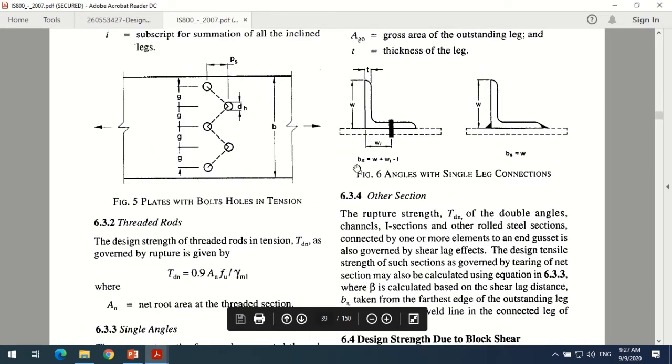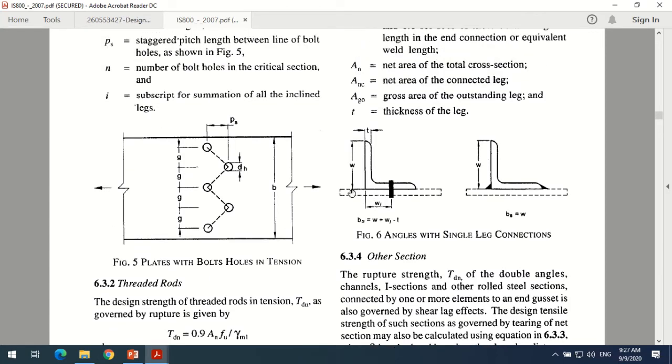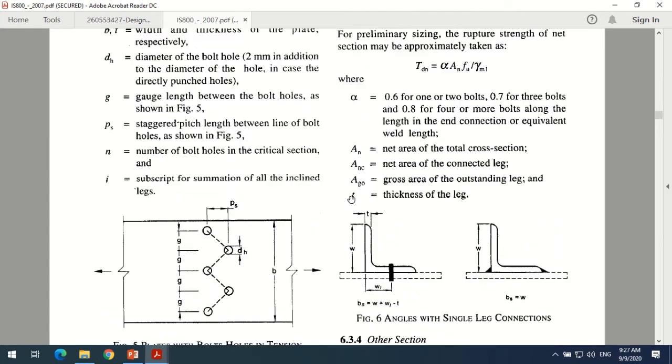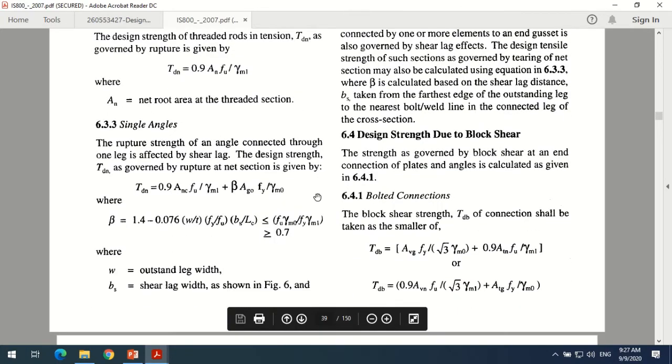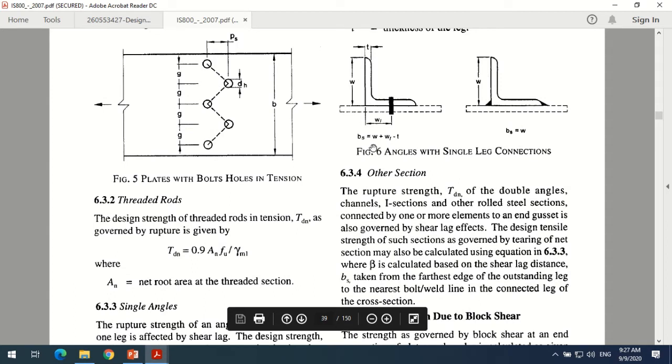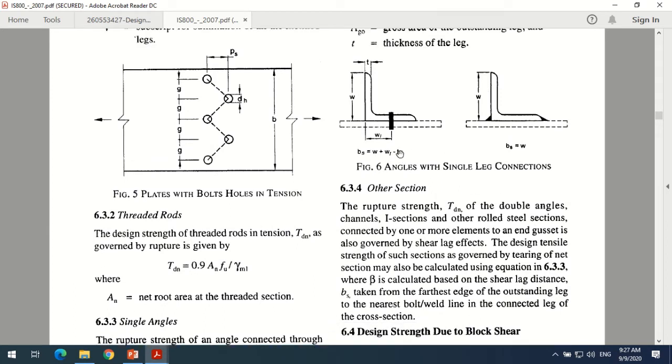How do we calculate the shear lag width? By taking into account the connection details: the width of the outstanding leg plus the distance from the root up to the center of the bolt, which we can take as WT. So W plus WT minus T, the thickness of the angle, will give us BS.